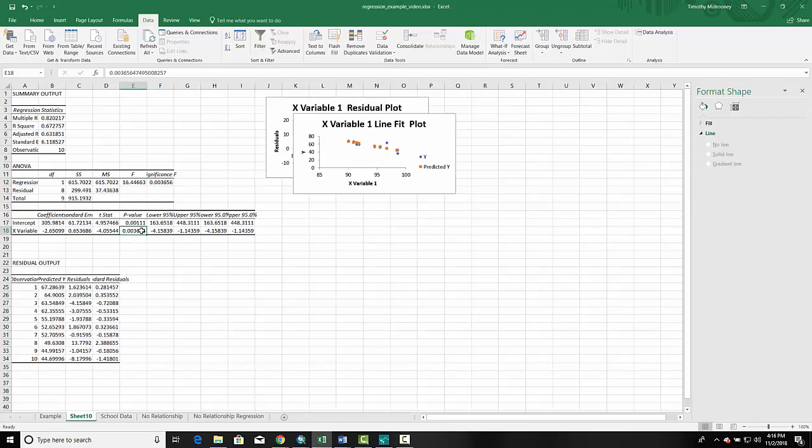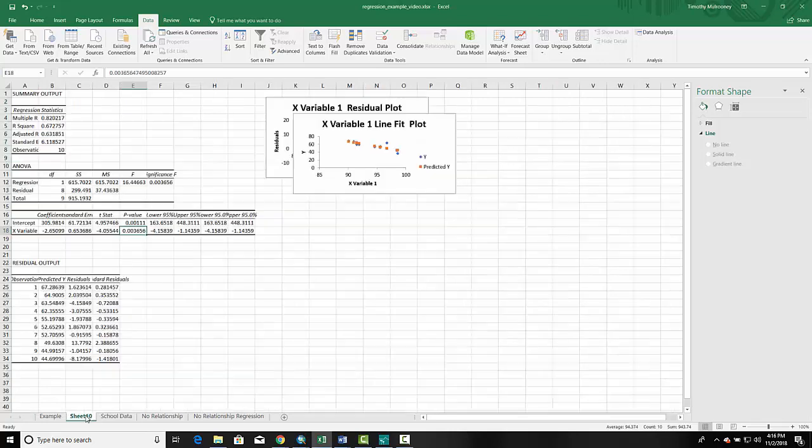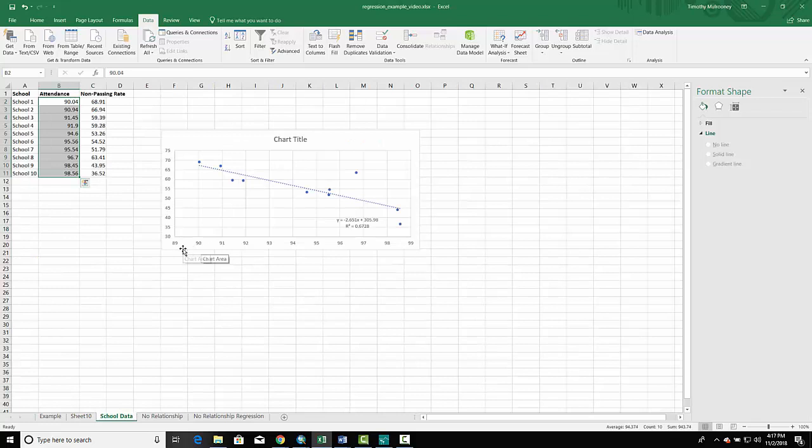Typically, I find this 0.003656 right here. Okay, and I've talked about this before. I have 10 points right here. And to me, this p-value is, what are the chances if I threw 10 points up onto this graph, they'd appear in this pattern? It's going to be really, really small. This 0.003 is like 99% significant or confidence, basically meaning that there is some relationship. We can say with 99% confidence that there is some relationship between attendance and non-passing rates.